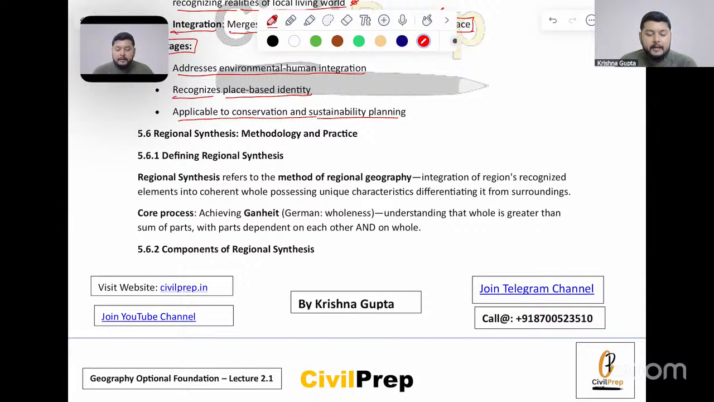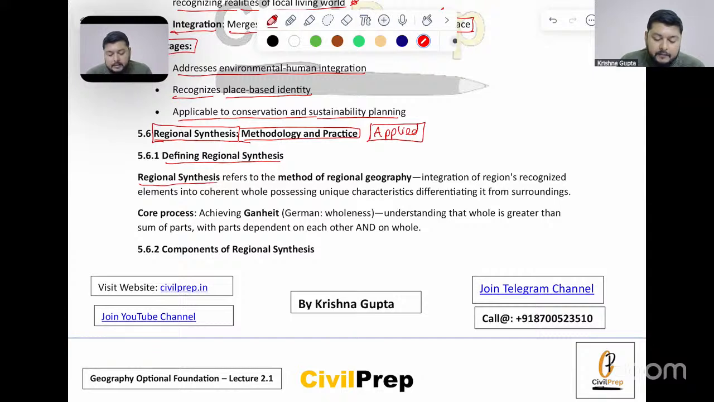Now, the next topic we have is the regional synthesis, that is methodology and practice. This is one of the parts that made this geographical aspect, or this regional studies, more applied in nature. First, we'll look at what is regional synthesis. So, defining regional synthesis here.